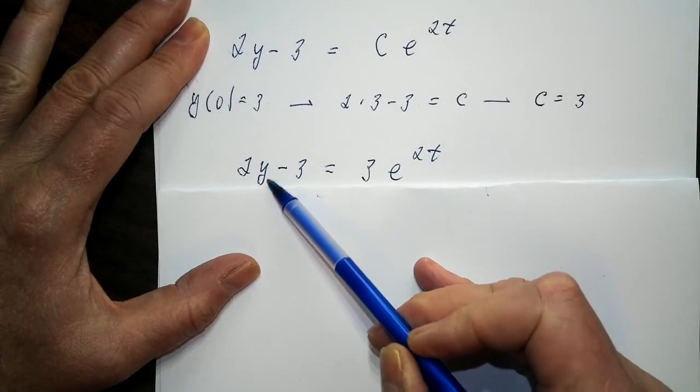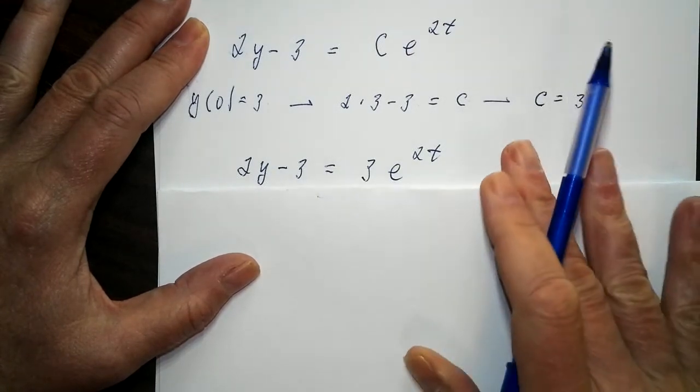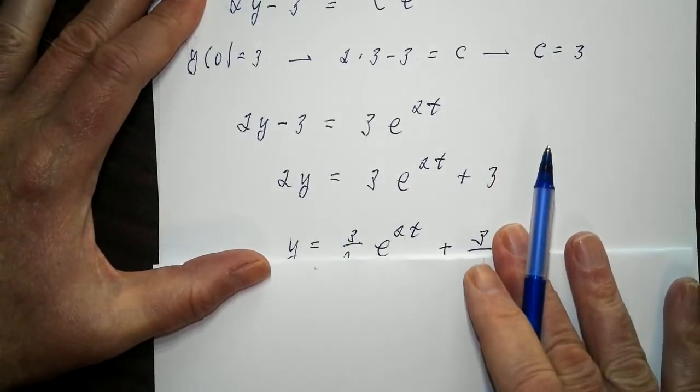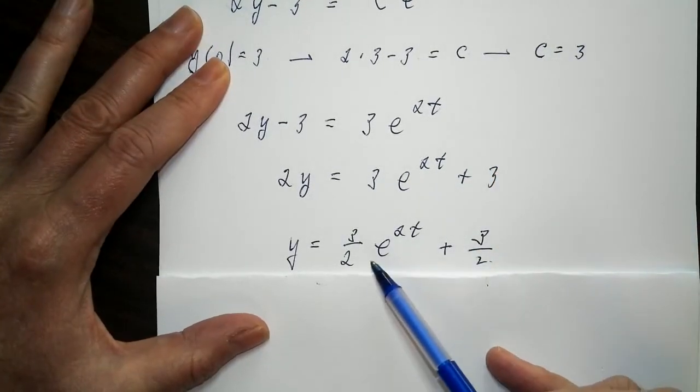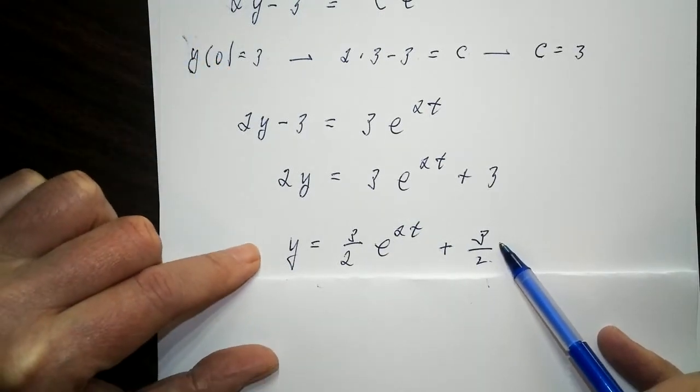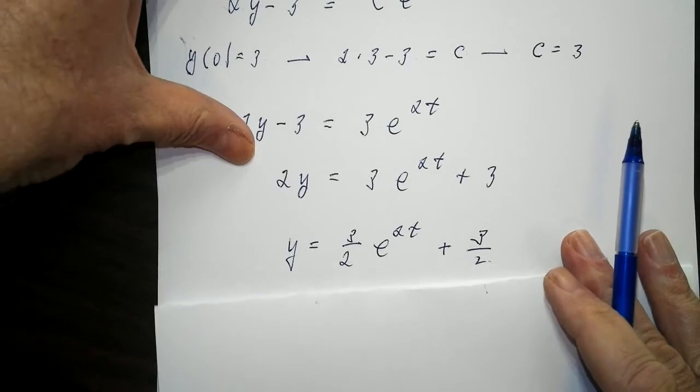Now it's y that we want to solve for. So let's add 3 to each side, and then let's divide by 2. So here's our solution, y equals 3/2 e to the 2t plus 3/2. We could check this by substituting into each side of our differential equation.